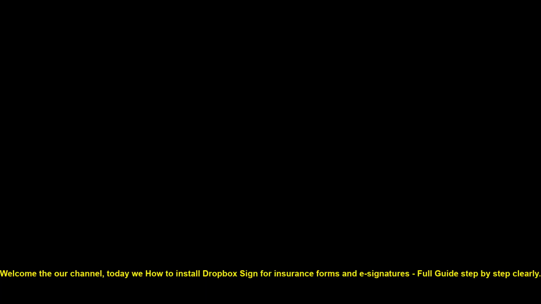Today we show how to install Dropbox Sign for insurance forms and e-signatures, full guide step by step clearly. To install Dropbox Sign for insurance forms and e-signatures, begin by accessing the official Dropbox Sign website. Navigate to the account creation section on the home page. If you already have a Dropbox account, click on the Sign In option. For new users, fill out the required fields to create an account.